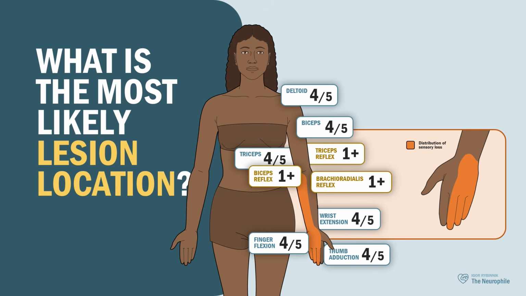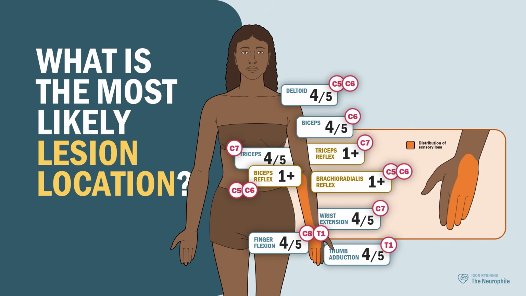Let's analyze the pattern of weakness in our case from a nerve root standpoint. Finger flexion is C8. T1 does contribute to the ulnar and median nerves, but its sensory supply is a small portion of the medial forearm. Wrist extension, elbow extension, and the triceps reflex is C7. Elbow flexion is C6, and the biceps reflex is C5 to C6. Deltoid weakness and diminished brachioradialis reflex indicates involvement of the C5 and C6 nerve roots.